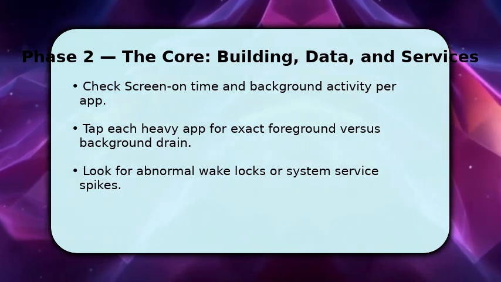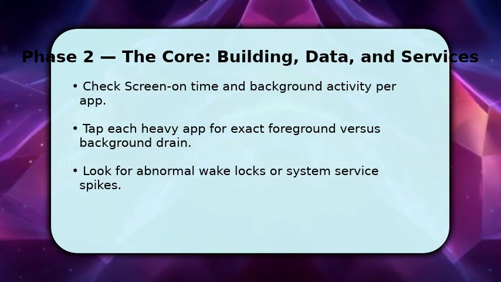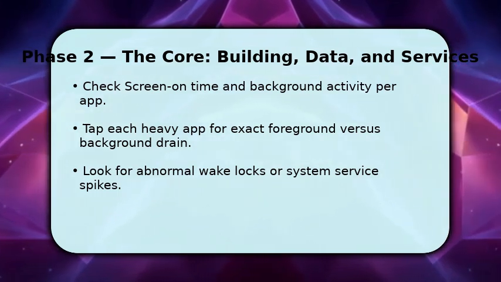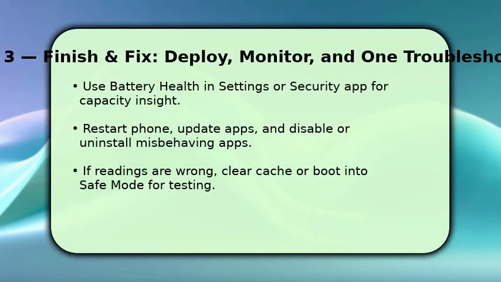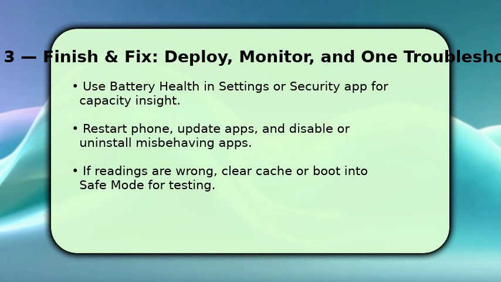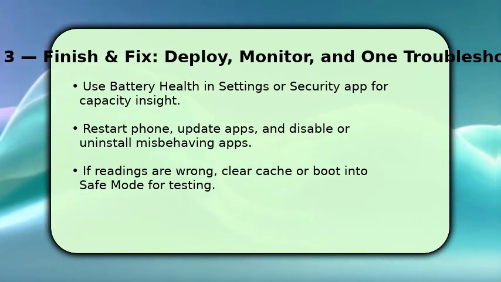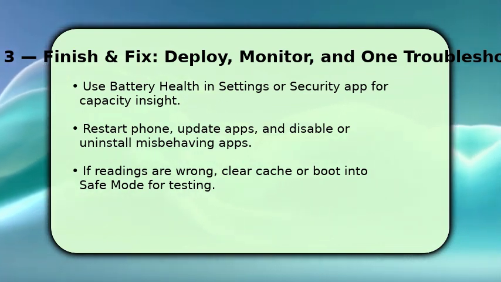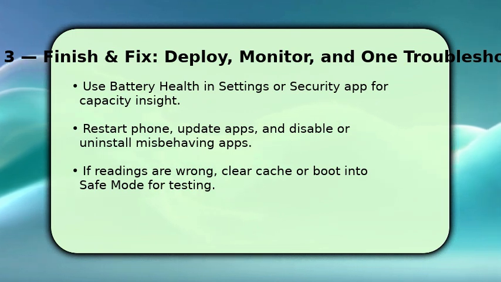Finish by confirming battery health and applying fixes. Open battery health if available, or use the Security Apps battery module to see estimated capacity. Once done, restart the phone to clear transient issues, update apps, and disable or uninstall any misbehaving apps you found.